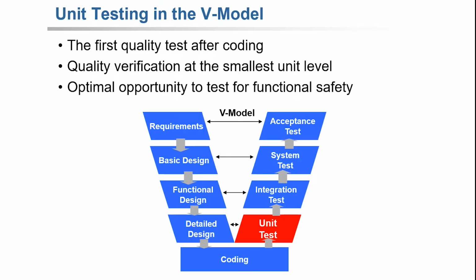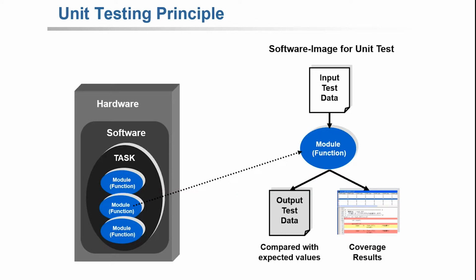Unit testing is the first quality testing done after coding and is closest to the step-by-step operation of the source code. It provides the optimal opportunity to test for functional safety in the development process. In unit testing, the input and output of each function is tested. Inputs are chosen that will cause each branch or condition within the function to be executed, and the output is compared in each test case to the expected result.